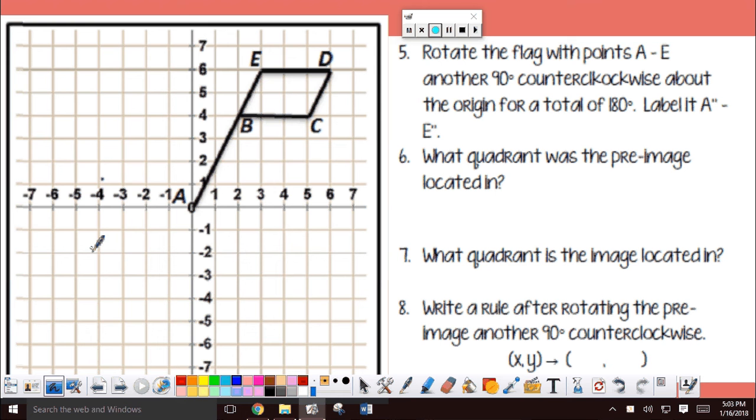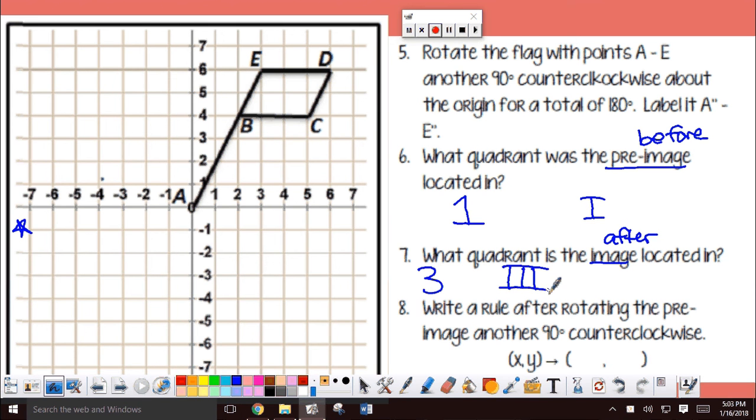So which quadrant is our pre-image located in? Well, is it located in quadrant 1, or I in Roman numerals? And which quadrant is the image located in? Remember, our pre-image is before, our image is after. So the quadrant it's going to land in is going to be right down here, which is quadrant 3, or III. Okay?